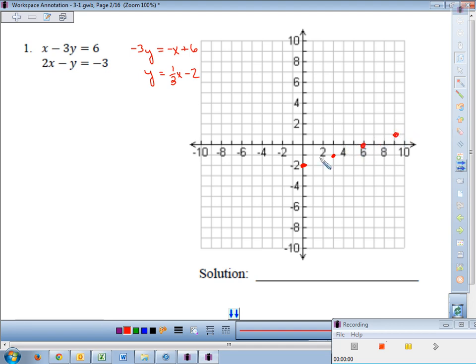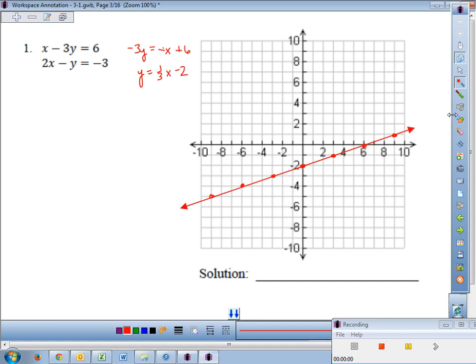But I'm going to put as many points as I can. I'm going to go down 1 and to the left 3 just to make this line as accurate as humanly possible. 1, 2, 3. Then I'll take my straight edge and connect the dots together as best I can. There's the first line that we graphed.